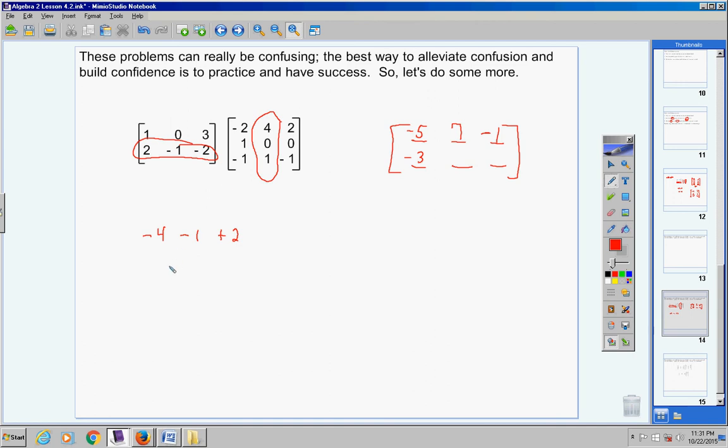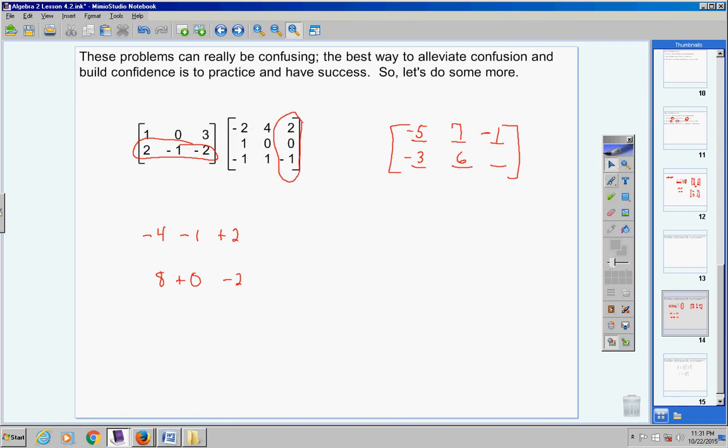First number times first number, positive 8. Next number times next number, 0. Next number times next number, -2. Combine all of these numbers and you will get a positive 6. Positive 6. Now we know we're not done. We have one more column to go.